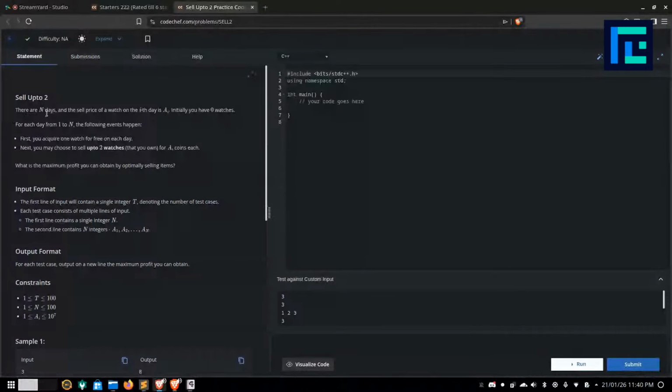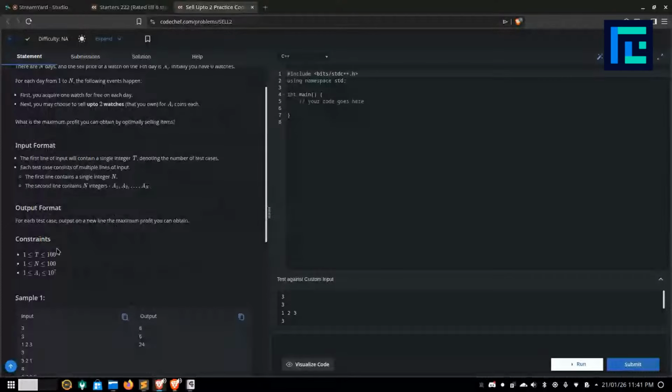There are n days, and the sell price of a watch on the ith day is A_i. Initially, you have 0 watches. For each day from 1 to n, the following events happen. First, you acquire 1 watch for free on each day. Next, you may choose to sell up to 2 watches for A_i coins each. What is the maximum profit you can obtain by optimally selling items?